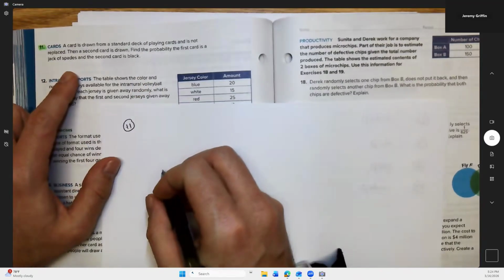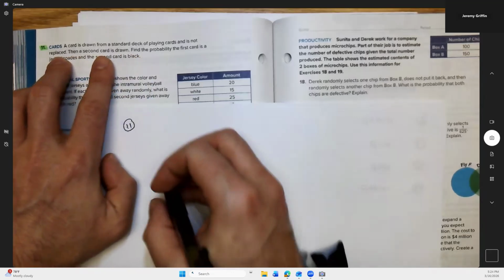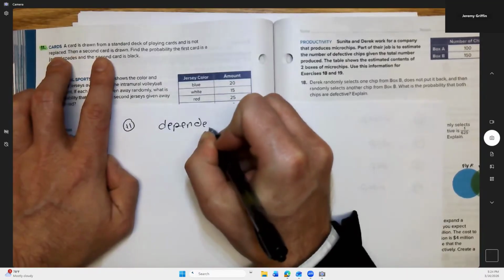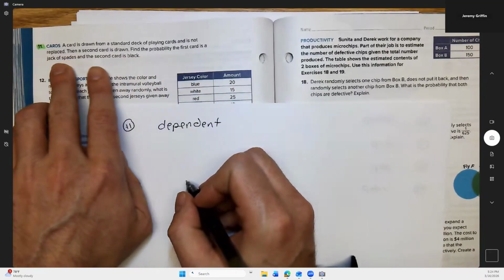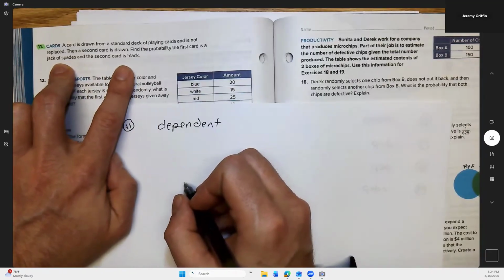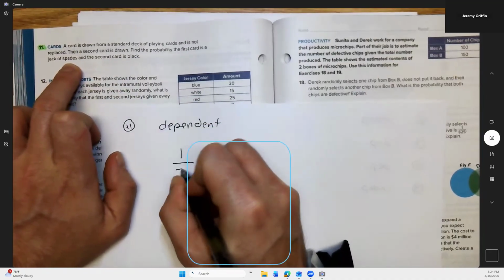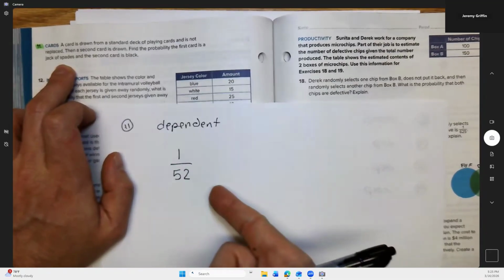Number 11, cards. A card is drawn from a deck of playing cards and is not replaced. That already makes me think dependent. So I'll go ahead and spell it out. Dependent. There. A second card is drawn. Find the probability that the first card is a jack of spades and the second card is black. Ooh, okay. So jack of spades, there's only one jack of spades out of the standard deck of 52 cards. So the chance that you draw that would be 1 out of 52.